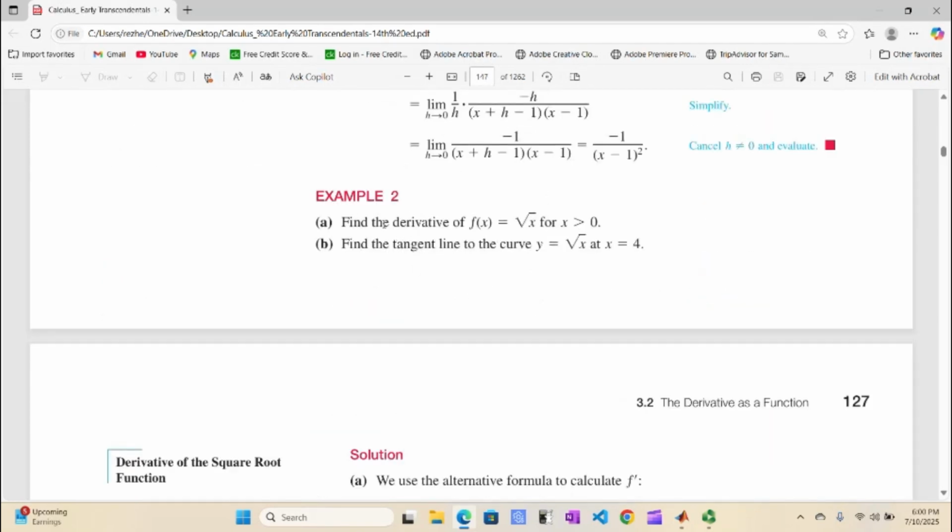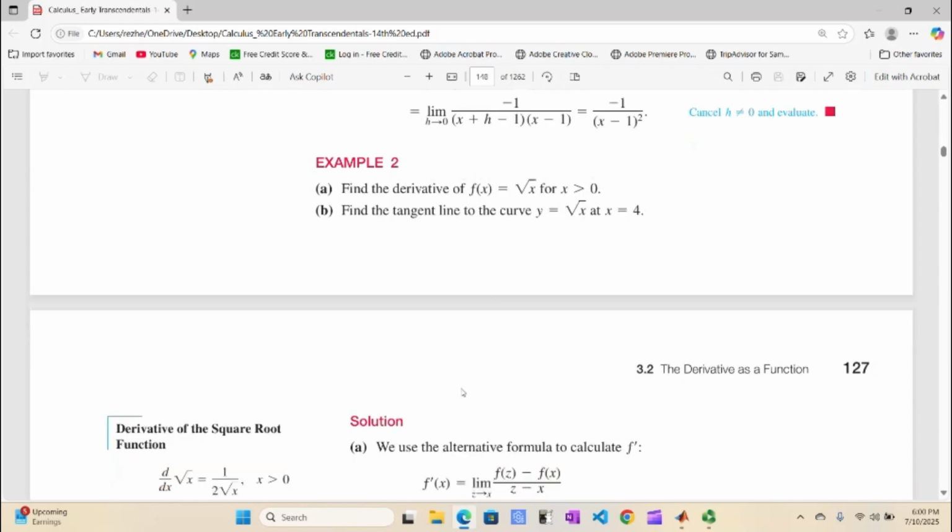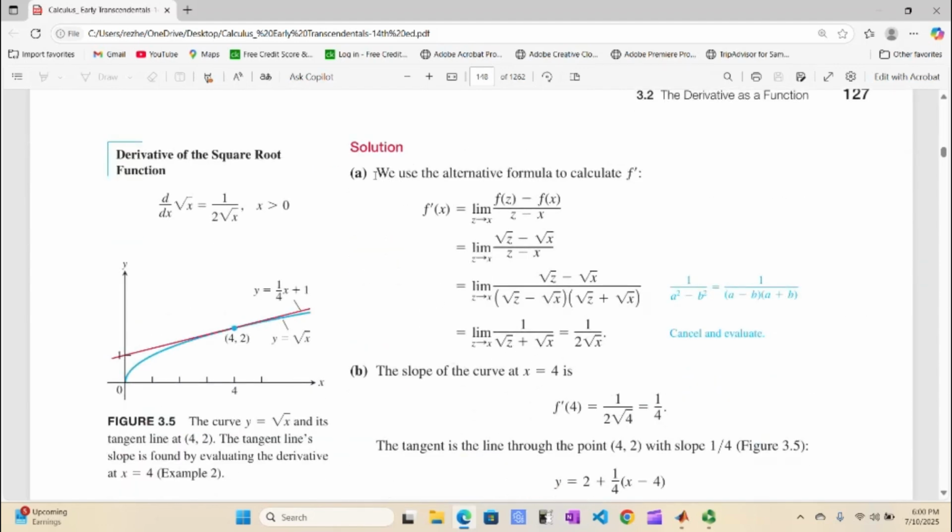It asks us to find the derivative of f of x equals square root of x for x greater than 0, and then find the tangent line to the curve at x equals 4. So the way they solve this, for part A, is they find the derivative, which is 1 over 2 square root of x. In our code in MATLAB, we can do this in one go. One step will find the derivative for us.